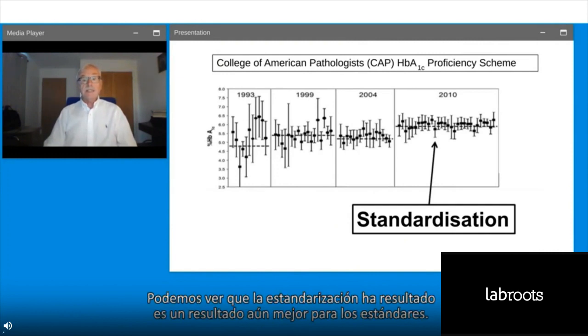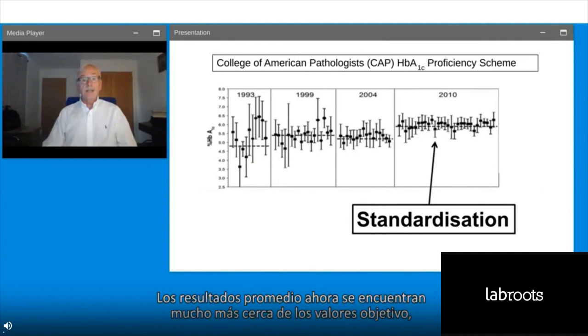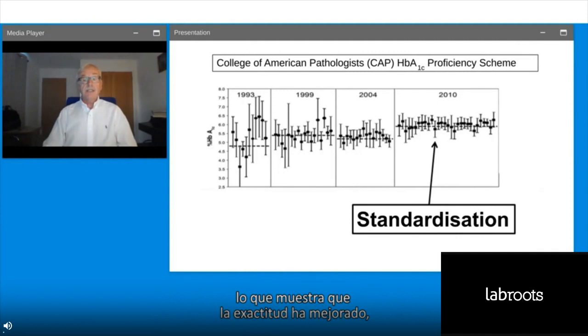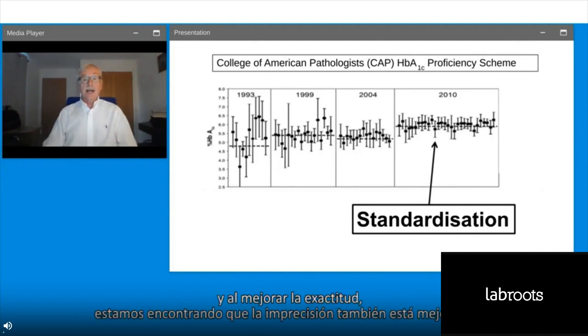And now we look at standardization, we can see that standardization has resulted in an even better outcome for our standards. The mean results now lie far closer to the target values, showing that accuracy has improved. And with accuracy improving, we are finding that imprecision is also improving.